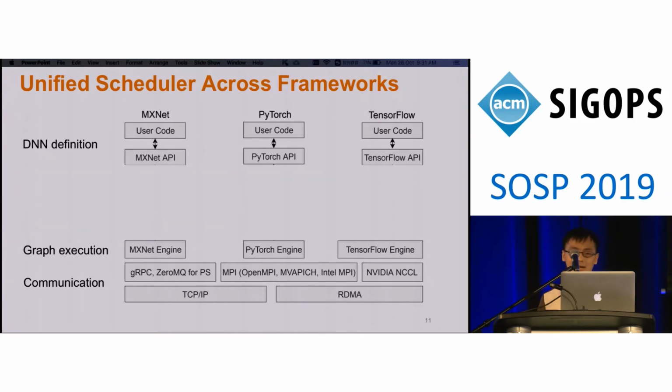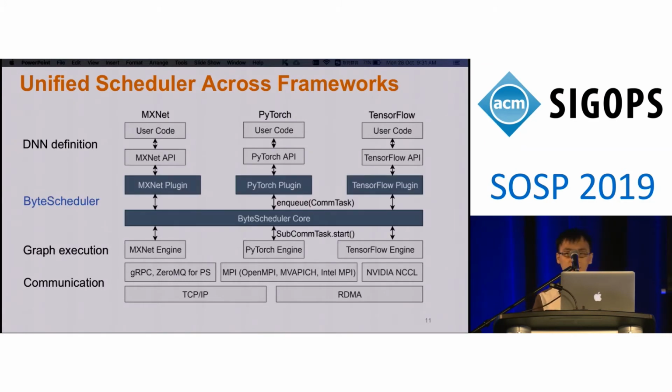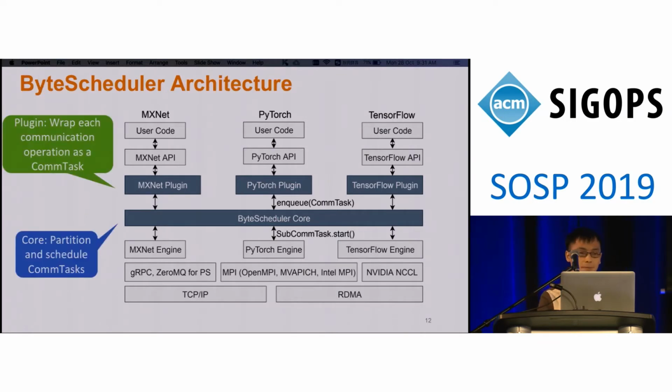And the underlying layer is message-level communication libraries, including gRPC, MPI, or NVIDIA NCCL, and they are based on TCP or RDMA. So to be generic, we cannot modify the framework engines or communication libraries. So we decided to design the batch scheduler to be a unified layer between the framework front-end API and framework engines.